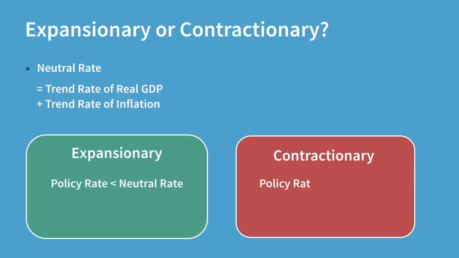On the other hand, if the policy rate is greater than the neutral rate, we know that we are looking at a tightening of the money supply, the sale of government securities, and a contractionary policy.